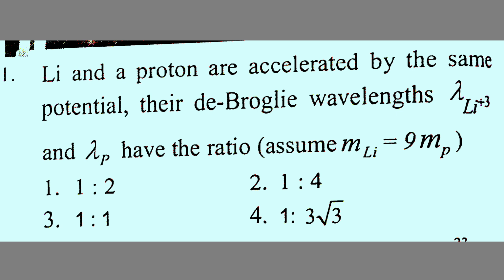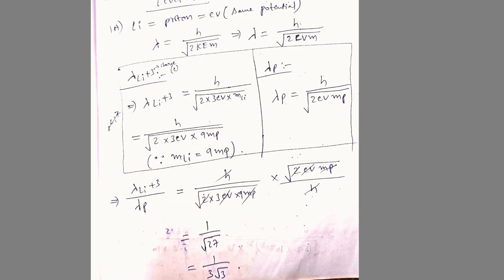Now the next problem is, lithium and a proton are accelerated by the same potential. Their De-Broglie wavelengths lambda Li plus 3 and lambda p have the ratio. Assume mLi, I mean mass of lithium, is equal to 9 into mass of proton. Now let me do the answer. First let me write the values which are given in the question. Now all these values we have to substitute in this formula, then we get the answer.